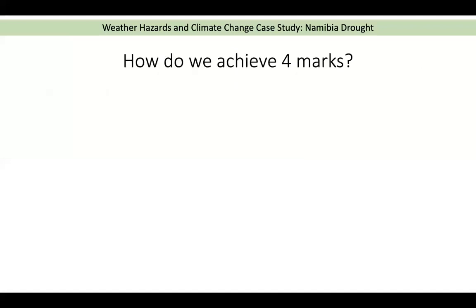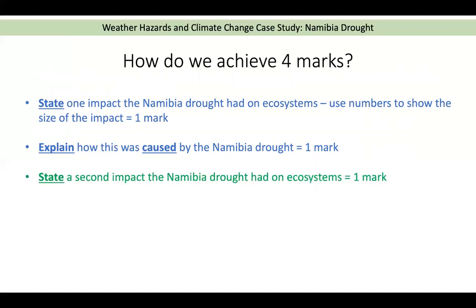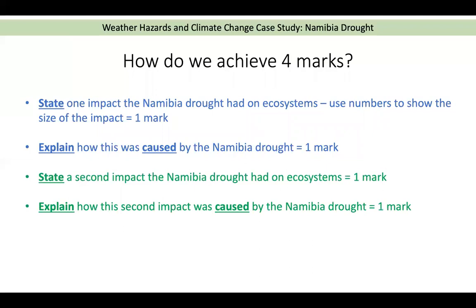Okay, so how do we achieve 4 marks? Well, first, we've got to state one impact the Namibia drought had on ecosystems. We can use numbers to show the size of this impact. There's 1 mark. We'll get another mark for explaining how this impact was caused by the Namibia drought. Then we've got to explain 2. So this is stating a second impact the Namibia drought had on ecosystems. And then finally, we're explaining how this second impact was caused by the Namibia drought. And in total, that would give us 4 marks.